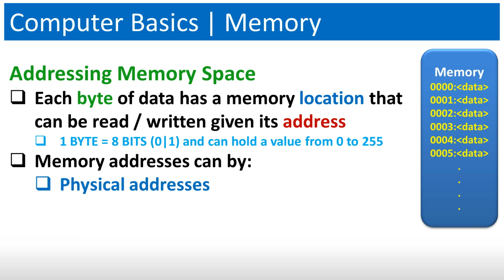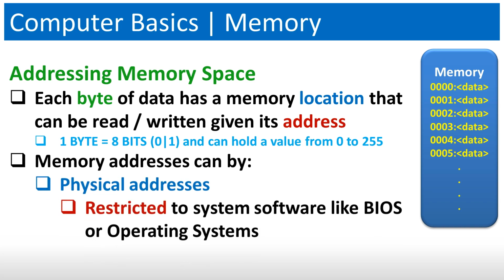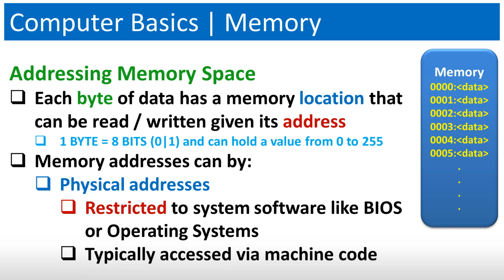They can be physical addresses, and the physical address, the direct address of the memory location, is restricted to system software like BIOS and operating system. Typically, it's only accessed via machine code through the operating system code itself.